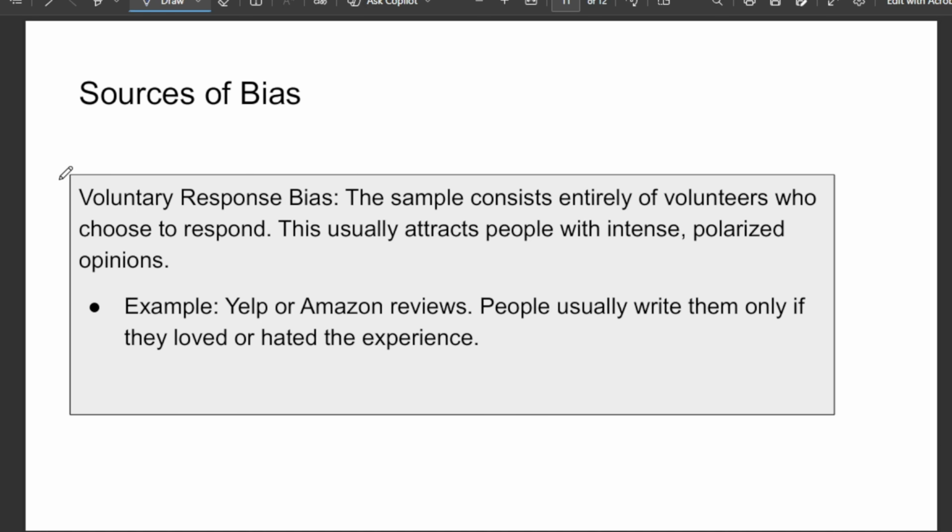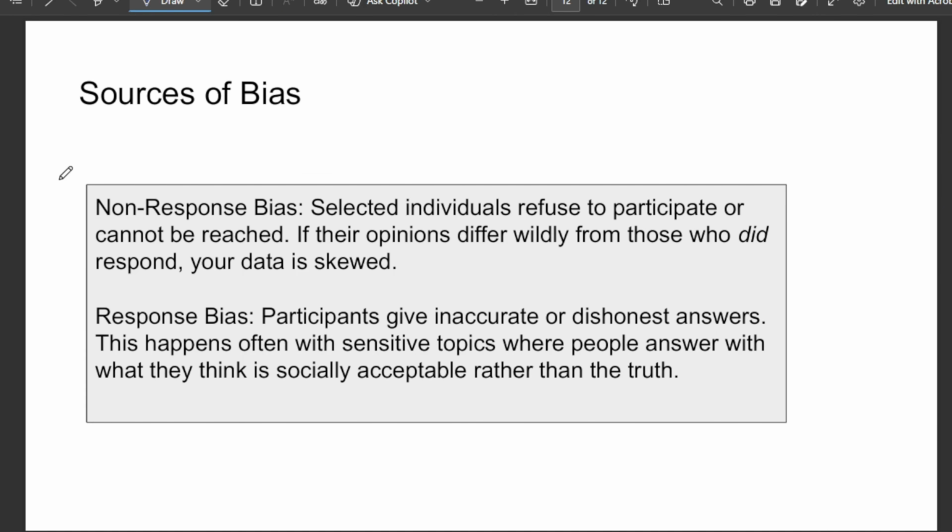Voluntary response bias. The sample consists entirely of volunteers who choose to respond. This usually attracts people with intense, polarized opinions. An example would be Yelp or Amazon reviews. People usually write them only if they love it or hate the experience. And the next one is non-response bias, where selected individuals refuse to participate or cannot be reached. If their opinions differ widely from those who did respond, your data is skewed.